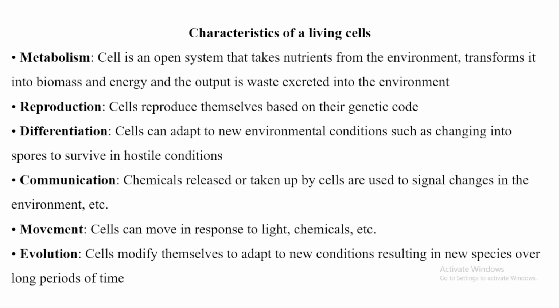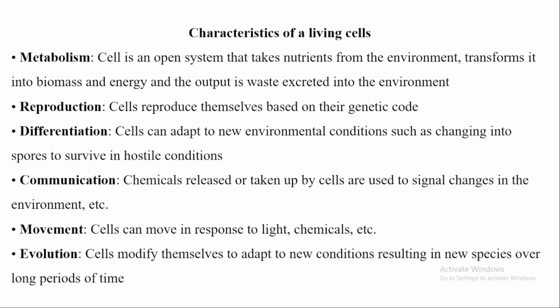Then the second characteristic, reproduction, we have already covered in the question. So cells reproduce themselves based on their genetic code. Okay. Third is differentiation. Cells can adapt to new environmental conditions, such as changing into spores to survive in hostile conditions. What do you mean by hostile conditions?